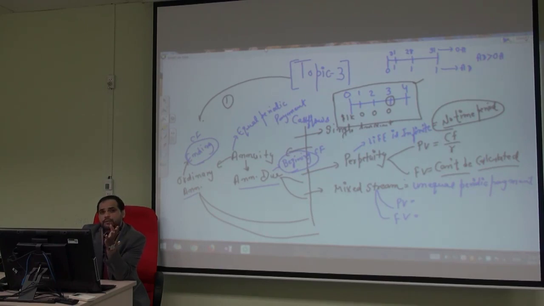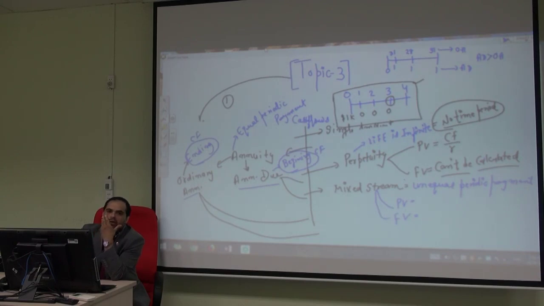The same thing happens in future value. Let's say you invested 100 in the first year, 200 in the second year, and 300 in the third year. You calculate the future value of the first year, the future value of the second year cash flows, and the future value of the third year cash flows. Then you add them all. Whatever number you get is considered your total future value of your mixed stream cash flows.